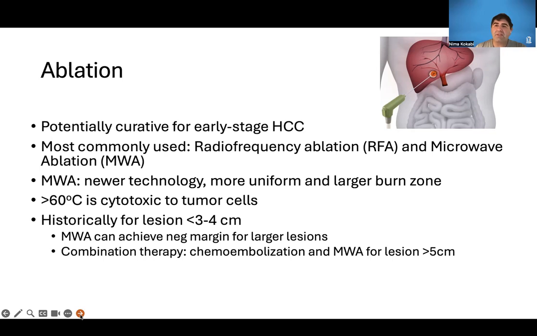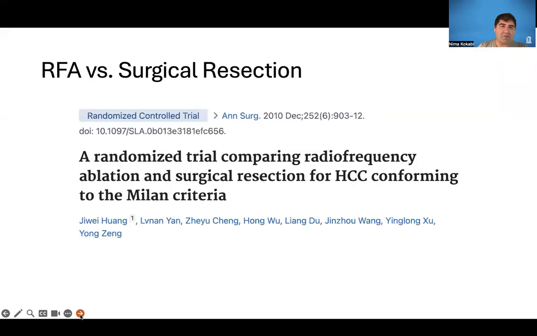The idea behind ablation, whether RFA or microwave, is that once you achieve greater than 60 centigrade within the tumor bed, it actually is cytotoxic to all the tumor cells. So you can actually kill the cells. And historically, it has been used for tumors of less than 3 to 4 centimeters, but with combination modalities of chemoembolization and ablation, some people have successfully treated tumors even greater than 5 centimeters.